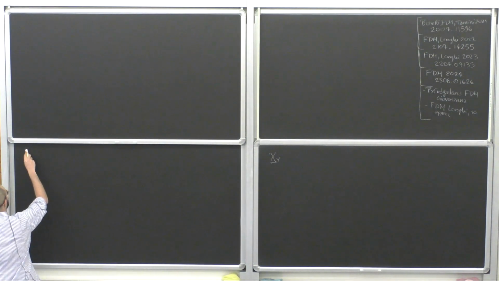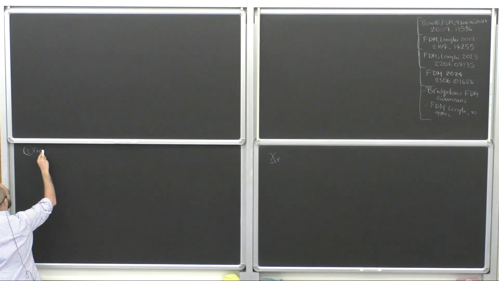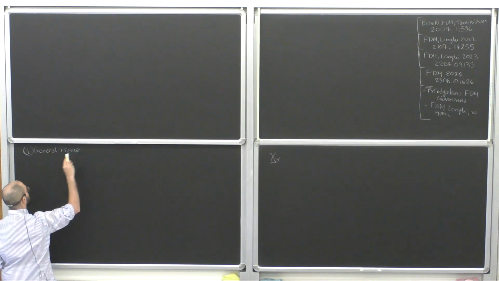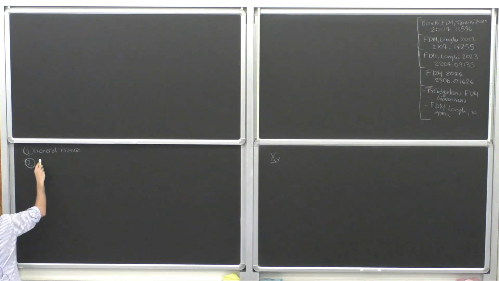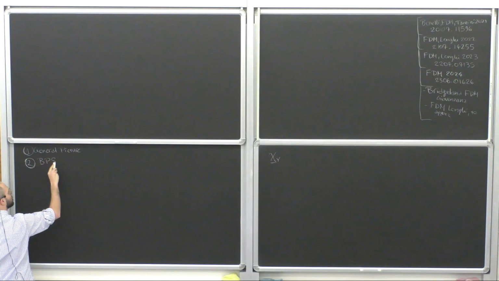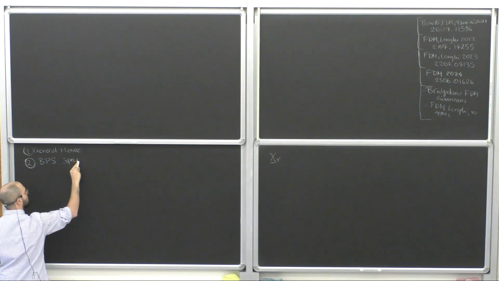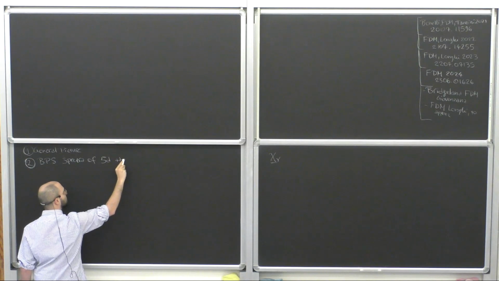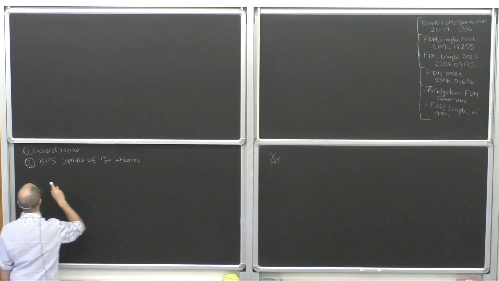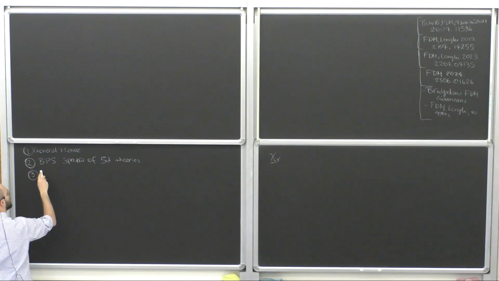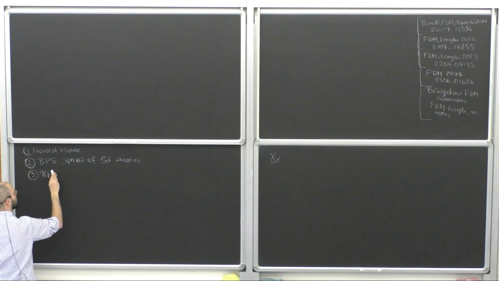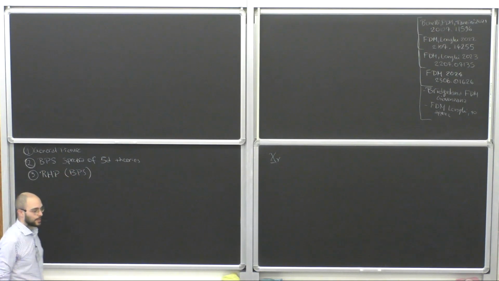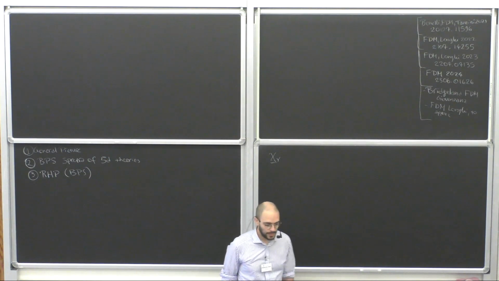So I will start with some kind of general picture. And then I will discuss BPS spectra of 5-dimensional theories. And then I will show how to solve what is called the BPS Riemann-Hilbert problem.